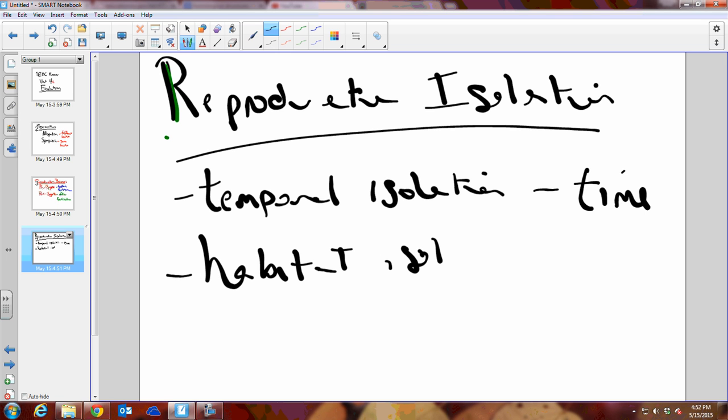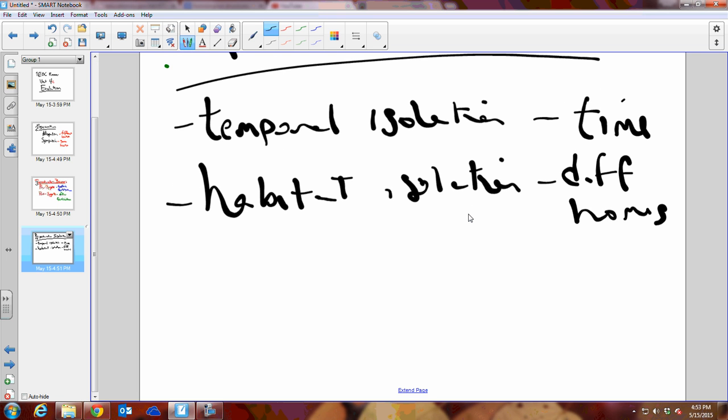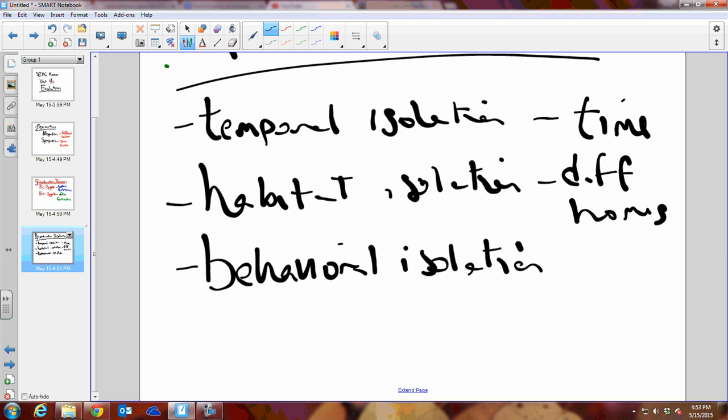Habitat isolation. They live in a different place, different homes. The snake that lives in the water and the snake that lives in the tree aren't ever meeting one another, so they're not reproducing. They have been isolated by their different choices of habitat. This is another pre-zygotic barrier. Behavioral isolation. Another pre-zygotic barrier.